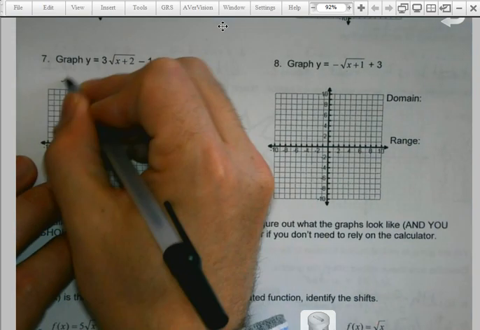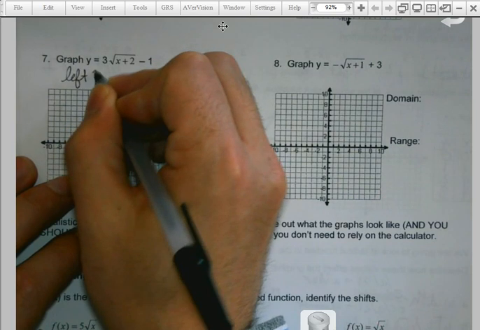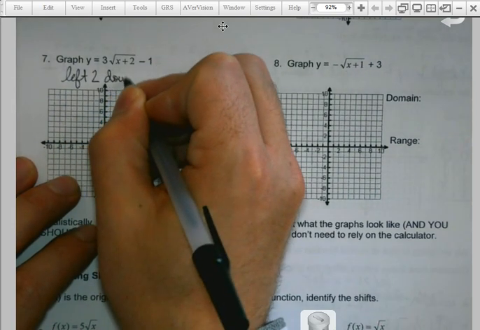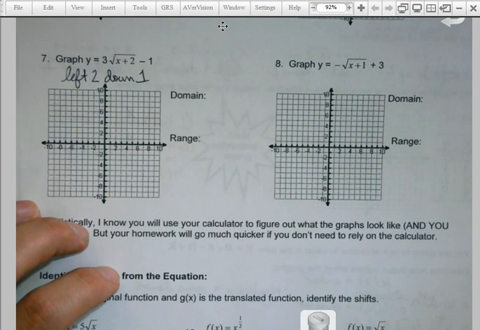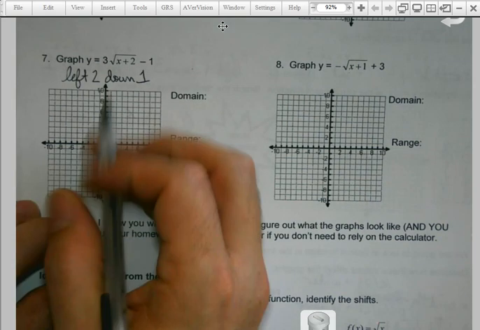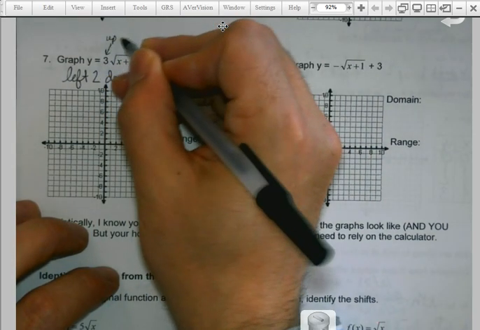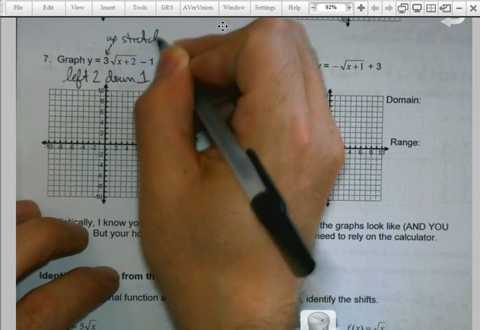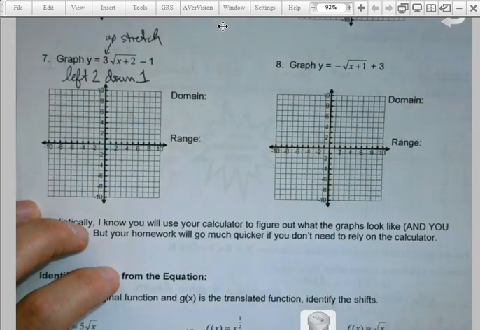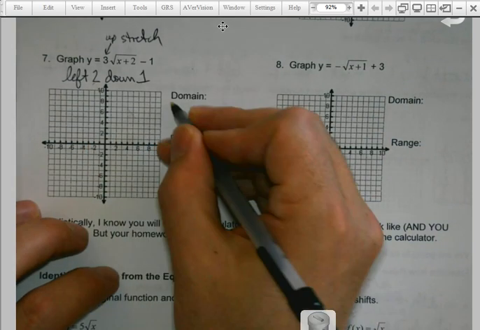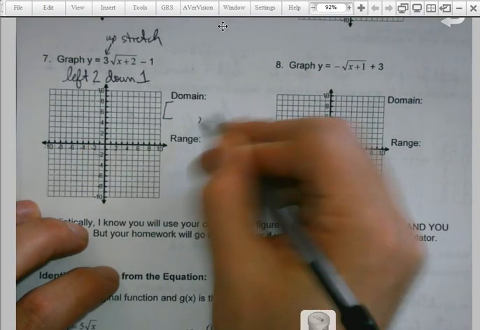Okay. Left 2, down 1. Okay. It's going to open up this time, because that's positive, but it's going to stretch again. So before I ever start doing my graphing, I know it's a shocker, I need to be able to do my domain and range. If I shifted left 2, where is my domain going to start?